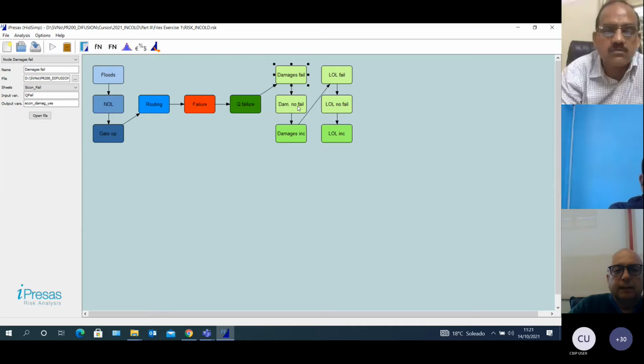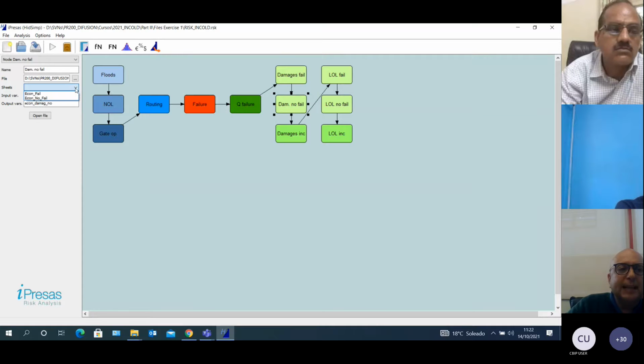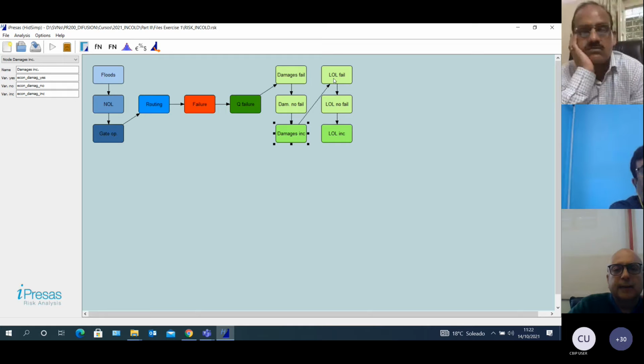Don't touch any other thing. It's prepared to work. So next box, dam damages, but when the dam doesn't fail, we don't have to reconstruct it. So we pick the same file, cons econ, but we select the seed econ no fail. This is done automatically. It calculates the increment. And then we go to loss of life.